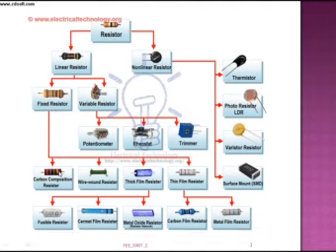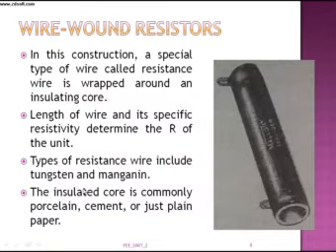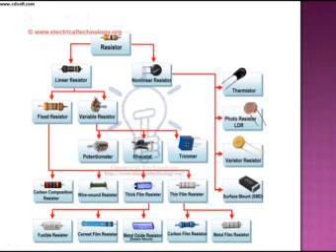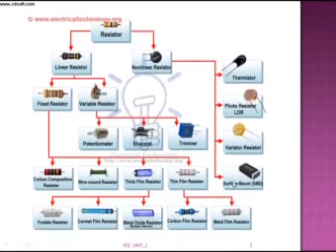In fixed resistors, depending upon the amount and type of material used, we have the carbon composition resistor, wire wound resistor, thick film resistor and thin film resistor. The thin film resistor is further classified into carbon film and metal film resistor. Thick film is further classified into fusible resistor, cermet film resistor and metal oxide resistor.